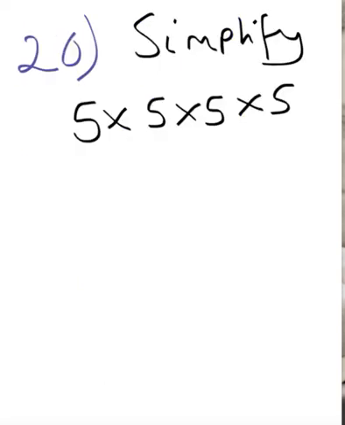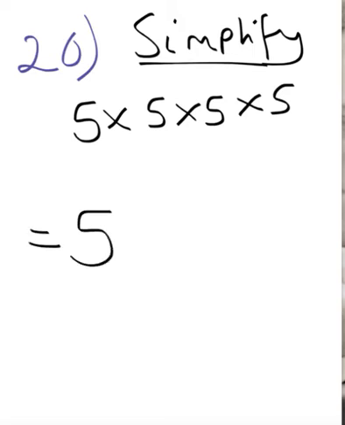Now with 20, we're doing the opposite, okay? And it's asking us to simplify 5 times 5 times 5 times 5. Now, this involves an index law, which we'll be learning this year. You may have come across it. But I'll show you the trick. Well, the first thing is we've got 5 being multiplied with itself. So you write 5 as a base number.